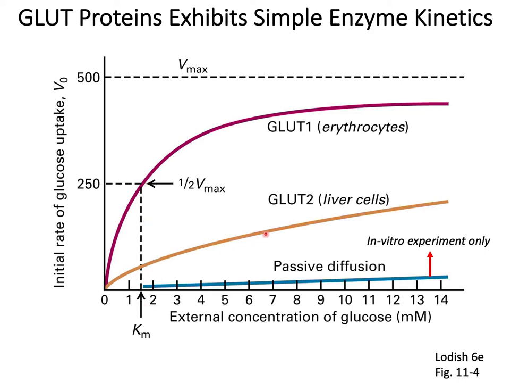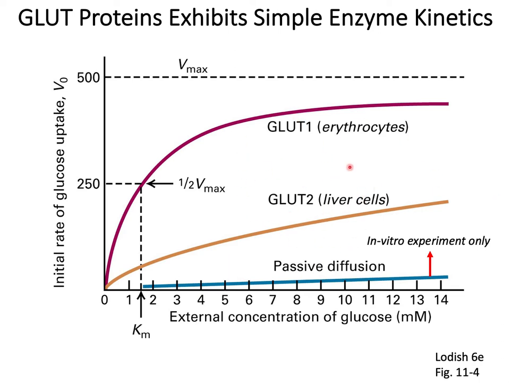On the other hand, if you look at GLUT2, the Km actually falls outside this curve. It still did not reach the half. If we extrapolate this line, half the maximal is maybe somewhere around 20, and the calculated value for GLUT2 is a Km of 20 millimolar, which is a very low affinity.